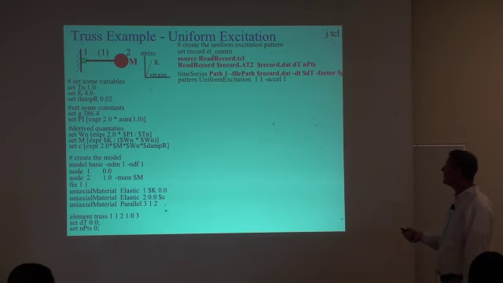The pattern type is uniform excitation. The tag is 1, it takes time series 1, and then the direction of the acceleration is also 1, the first direction. And then it's taking the acceleration. You can also specify velocity and displacement instead of acceleration. In this case, you have to specify the appropriate vectors.